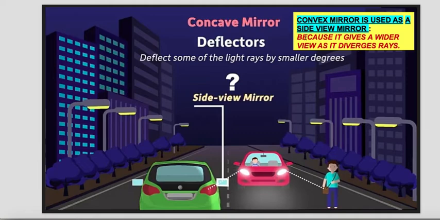What is the reasoning? Because it gives a wider view as it diverges the rays. So it will spread out all the rays, and more of the vehicles coming from the back can be seen, and their small diminished image can be easily obtained on the small mirror. So that is what it is. The side view mirror is the convex mirror.